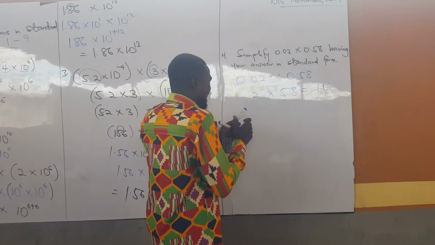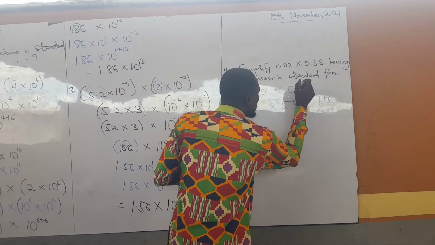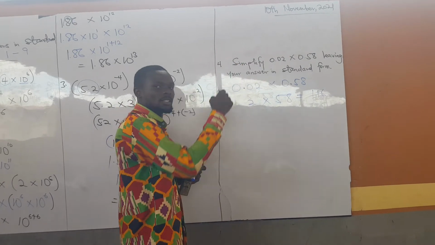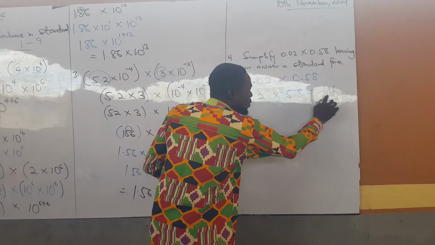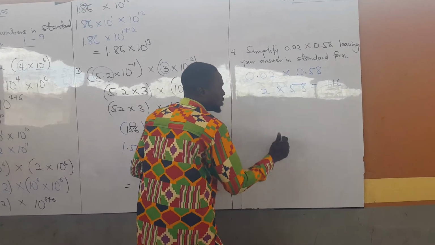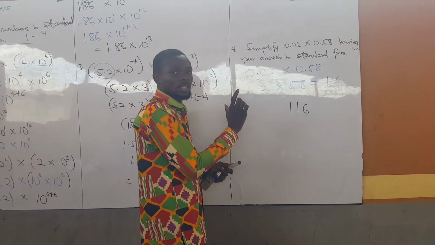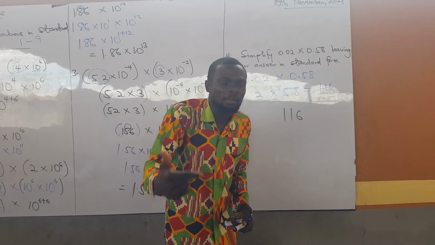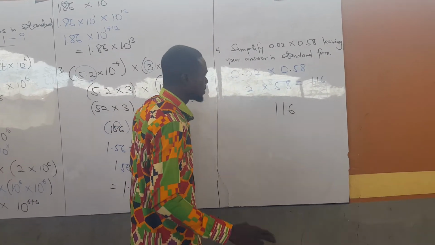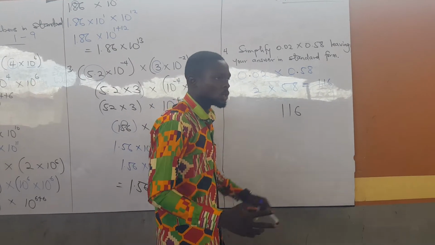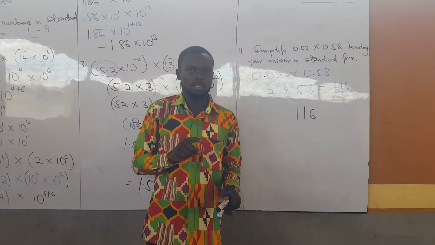But the question was not 2 times 58. The question was 0.02 times 0.58. But we tried to make it easy by taking off the decimal point. So this answer that we had is not for this, but rather for this. So we are going to say 116. Now, look at the numbers that we were given in the question and ask yourself, how many numbers come after the decimal point? With this, we have 2 numbers. With this, we also have 2 numbers. So 2 plus 2 is going to give us 4. So the numbers after the decimal point are 4.